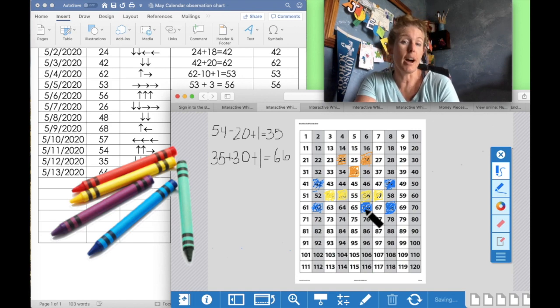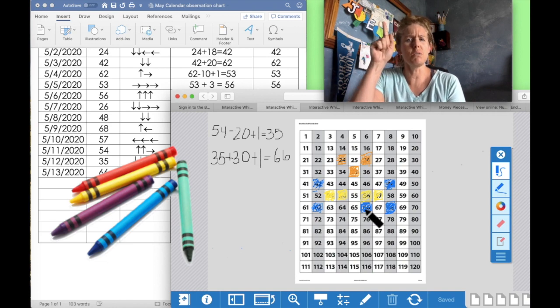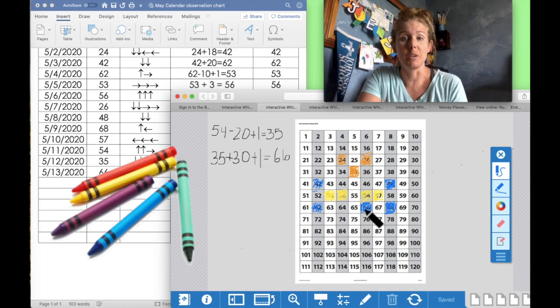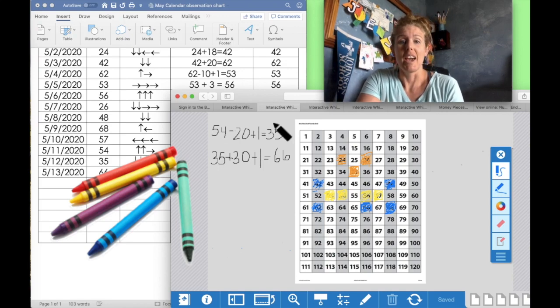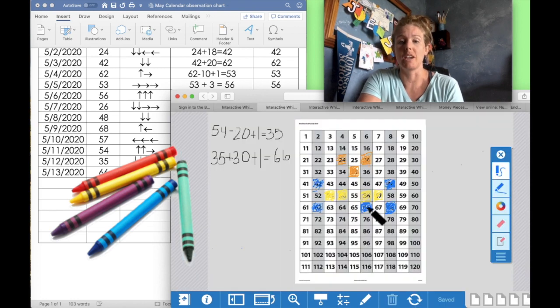So we can either count 20 spaces, or I know that 10 and 10 equals 20, so we could go down or up. Which one, down or up? He would have to move up on our number chart because we know that when we move up, we're going down by 20. And remember, he said fall back 20. So he wants to go back 20.